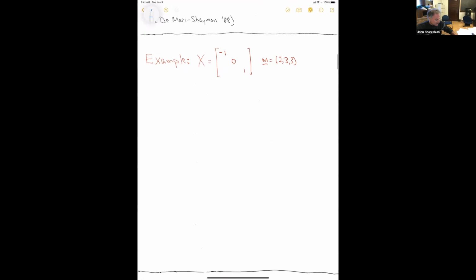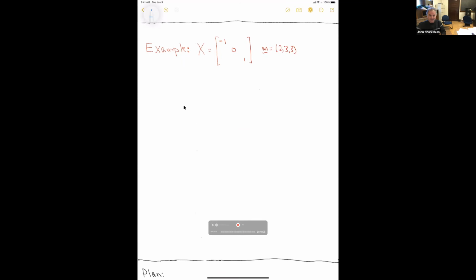I'd like to work through an example with you just to make clear what's going on. Here's my matrix X. It's diagonal, and it doesn't really matter what these eigenvalues are. The key point is that they're distinct for this particular example. So I have a diagonal matrix with 3 distinct eigenvalues. I have a Hessenberg vector of length 3.